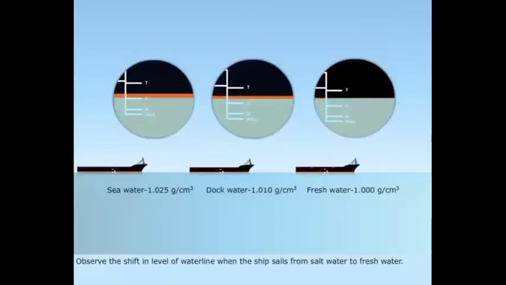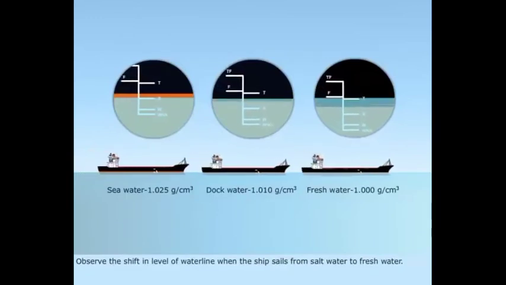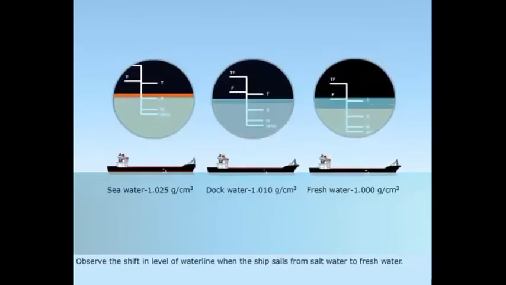Observe the shift in the level of the waterline when the ship sails from salt water to fresh water. The change in the draft of the ship when it moves from salt water to fresh water or vice versa is called freshwater allowance.